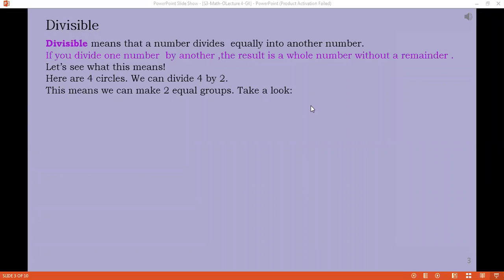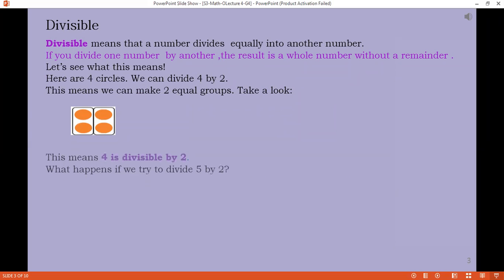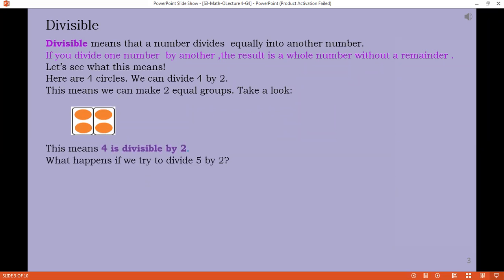So if I have 4 circles and I want to divide them into 2 groups, as you can see, every 2 circles will make a group. So I'm going to get 2 groups. That means 4 is divisible by 2. Why can we say that 4 is divisible by 2? Because I divided them equally without having any circle alone as a remainder.